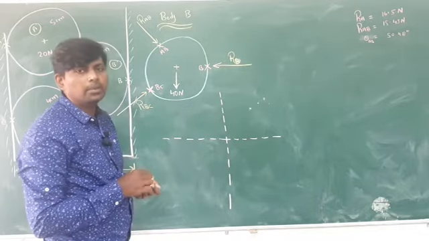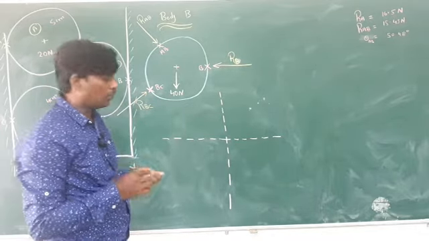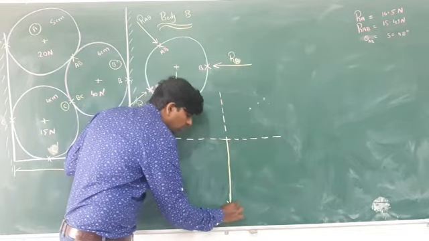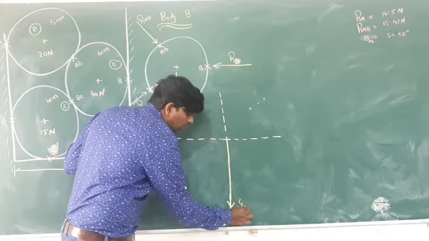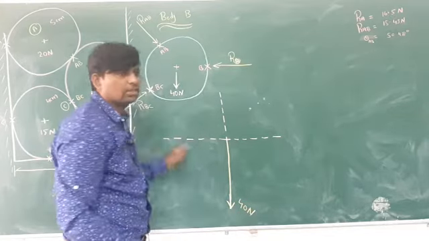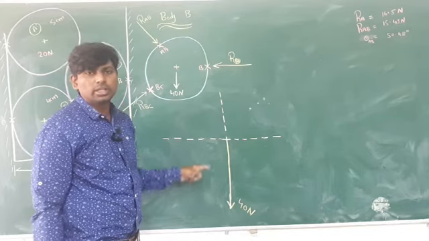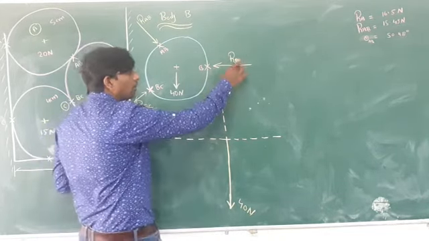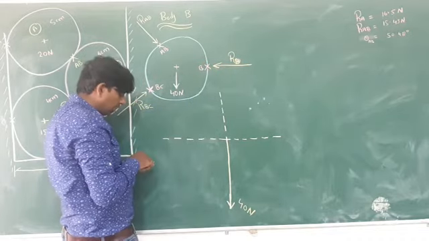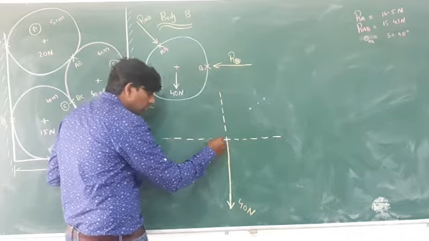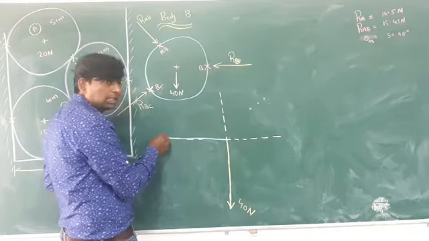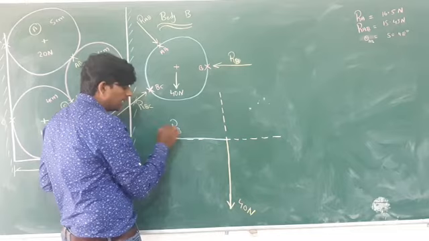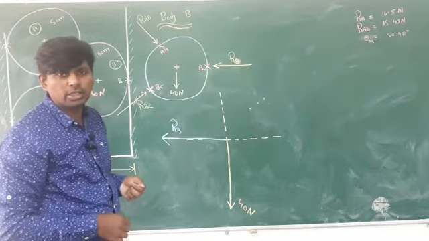After that, first you have to locate the point. Here, self weight is 40 Newton. After that, RB is going on the axis. So this one you can consider as RB. This RB you have to consider on the axis.